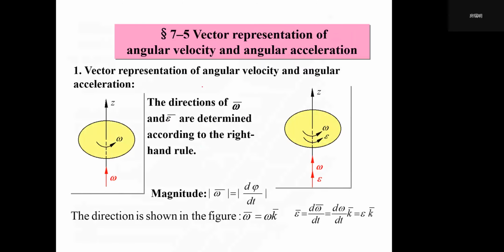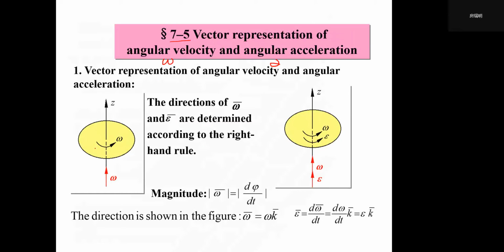And then we move to the final section of this chapter 7. We'll talk about vector representation of angular velocity and angular acceleration. So you guys try to follow me and understand what this section will talk about. First we'll talk about vector representation of angular velocity and angular acceleration.